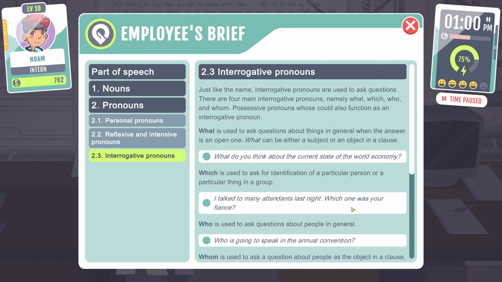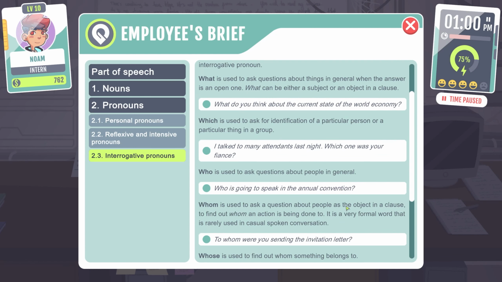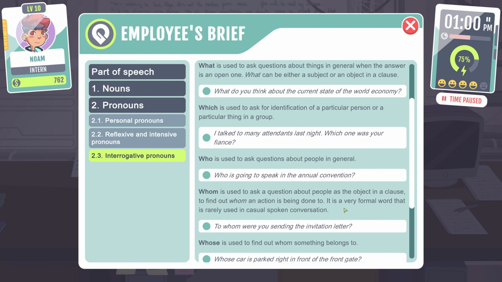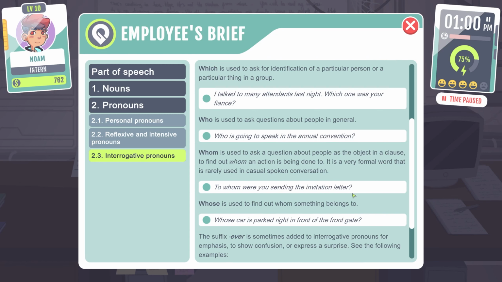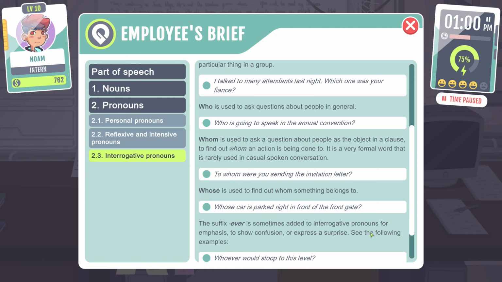I talked to many attendants last night. Which one was your fiance? Who is used to ask questions about people in general. Who is going to speak in the annual convention? Whom is used to ask a question about people as the object in a clause, to find out whom an action is being done to. It is a very formal word that is rarely used in casual spoken conversation. To whom were you sending the invitation letter? Whose is used to find out whom something belongs to. Whose car is parked right in front of the front gate?